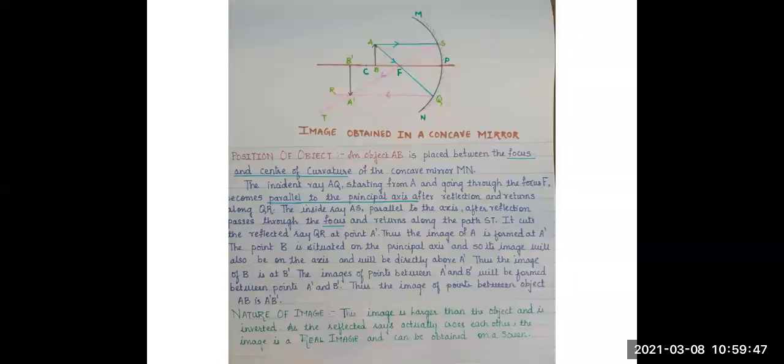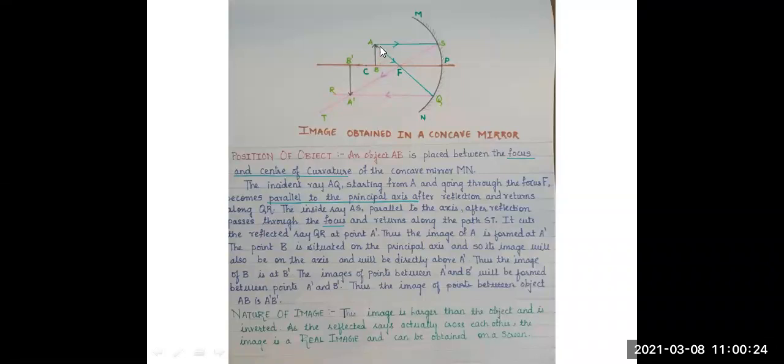Now, here we are going to see where we have to place our object and how we are getting the image or the nature of the image which we are getting. Now here you can see that the object is placed between C and F, that is center of curvature and focus. What is the name of the object? The object is named as AB.